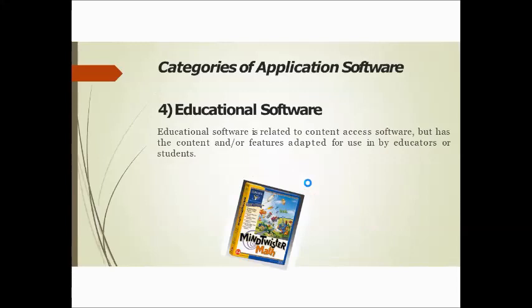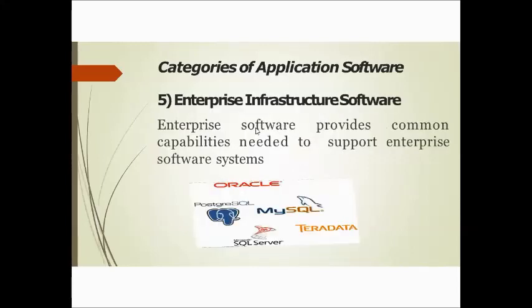The fourth category is the educational software. Educational software is related to content access software but has the content and/or features adapted for use by educators or students. For example, this educational software may deliver evaluation, track progress through materials, or include collaborative capabilities. Examples of educational software are desktop publishing, educational games, drill and practice software, and math problem solving software.